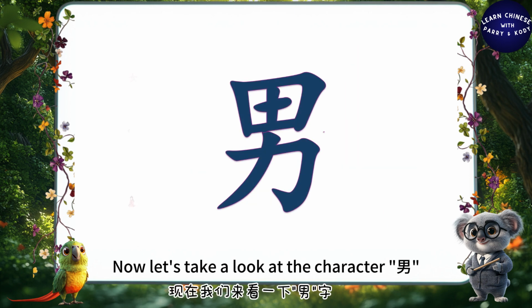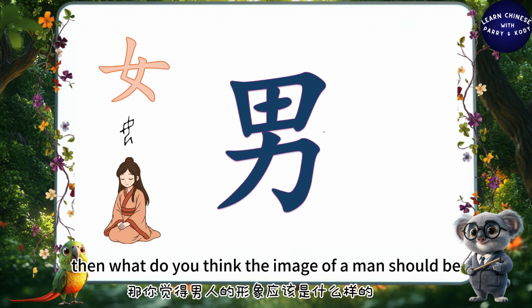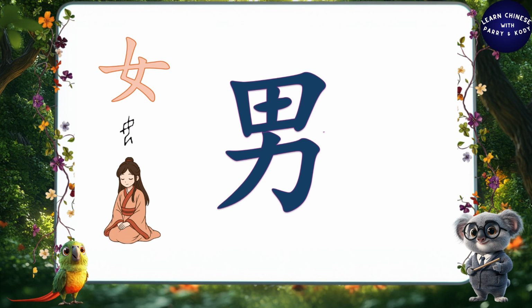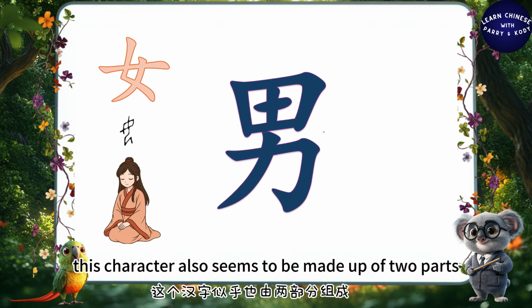Now, let's take a look at the character Nan. If the image of a woman is gentle and obedient, then what do you think the image of a man should be? I think the answer to the question is hidden in the form of the character itself. This character also seems to be made up of two parts.